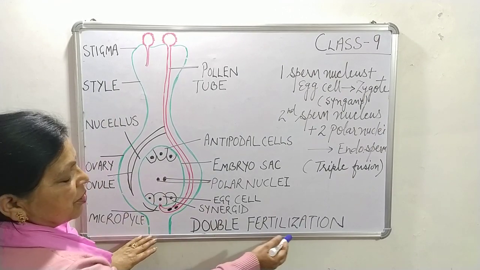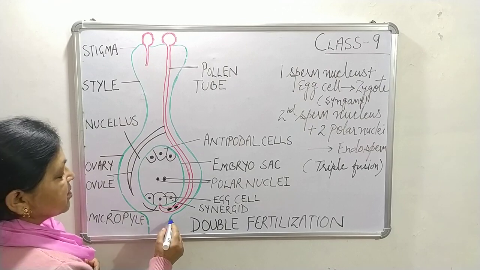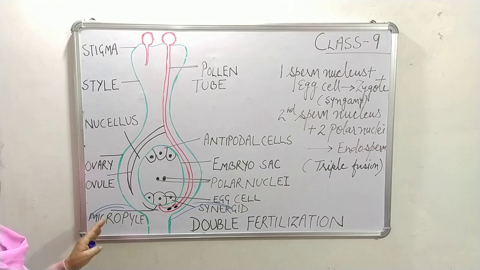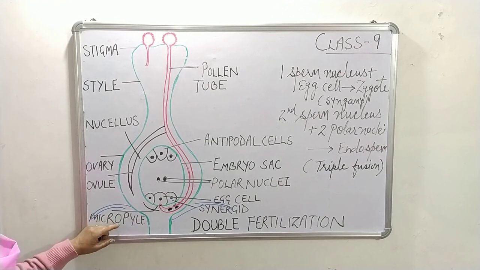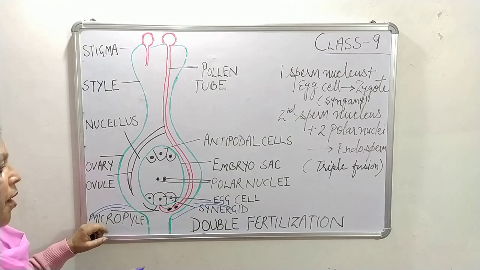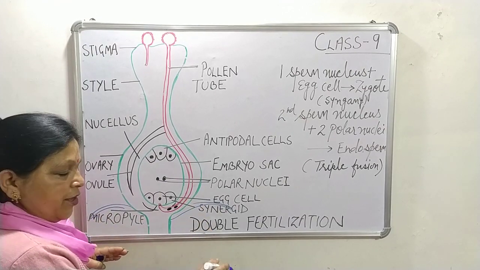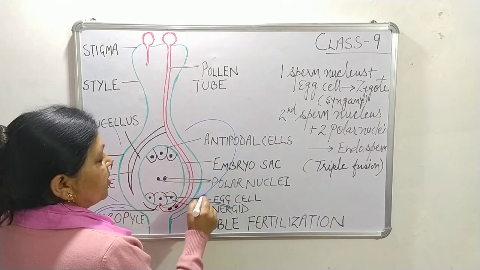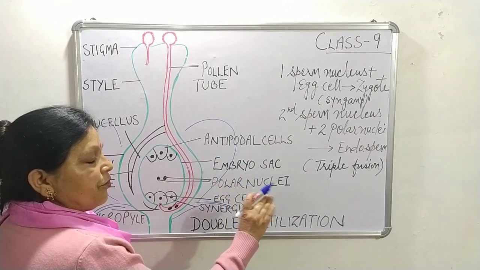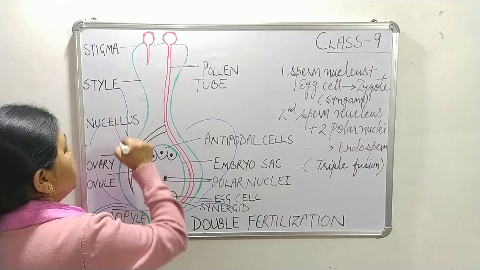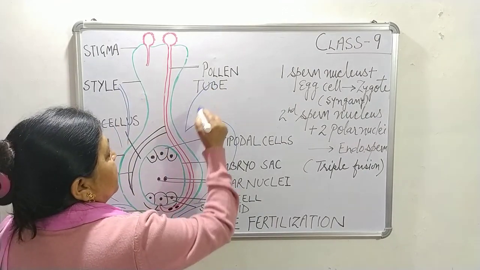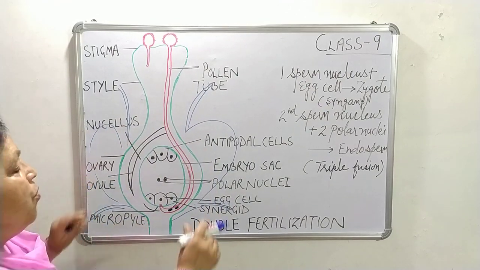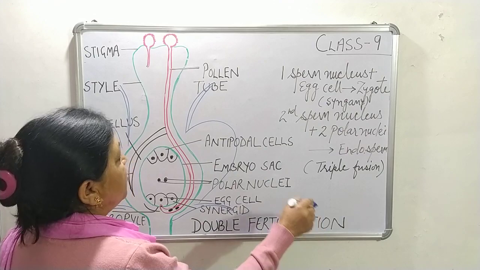After fertilization has taken place, the sepals which were outside will wither and dry. Sometimes they can persist also, as in the case of tomato and brinjal. But normally they wither, dry off and fall off. Then there were petals. These petals will also dry, wither and fall off. Then there were stamens. These stamens will also dry because their function is over now, and they will fall off.